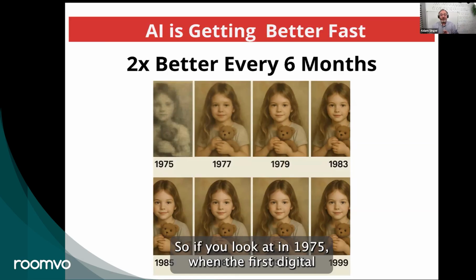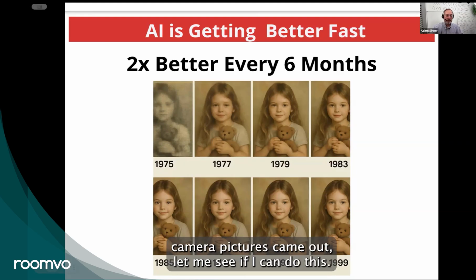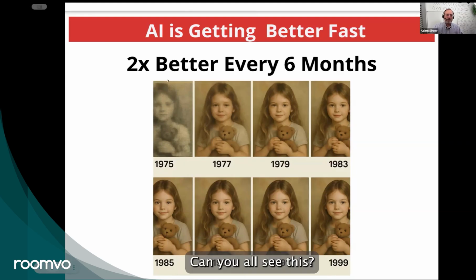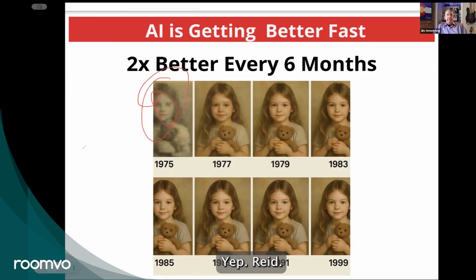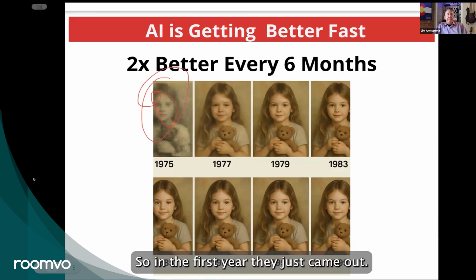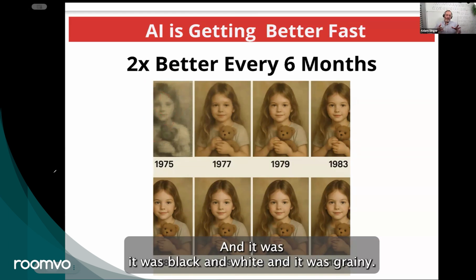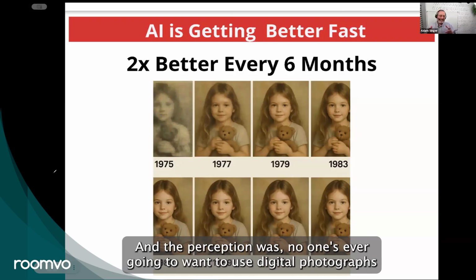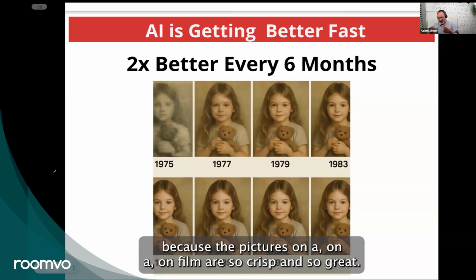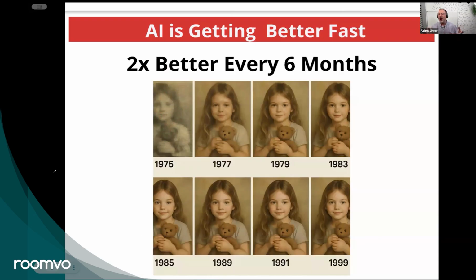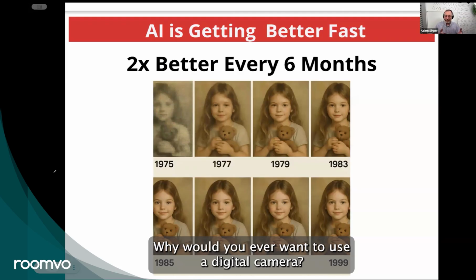So if you look at 1975, when the first digital camera pictures came out, let me see if I can do this. Can you all see this? Yep, okay, fine. When the first digital pictures came out, they looked terrible, black and white and grainy, and the perception was no one's ever going to want to use digital photographs because the pictures on film are so crisp and so great. Why would you ever want to use a digital camera?